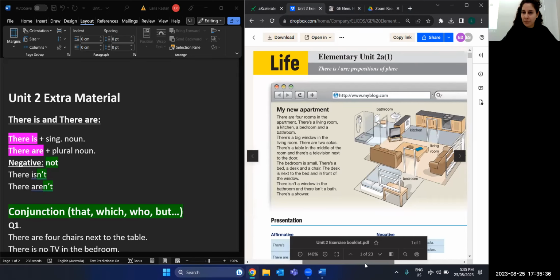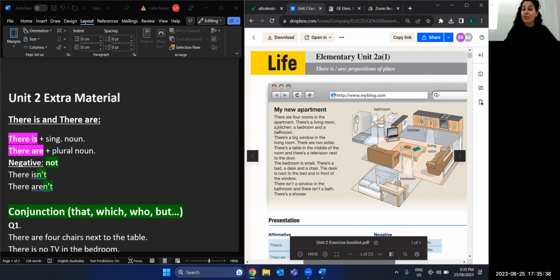Okay, my new apartment. So there are 4 rooms in the apartment. There's a living room, a kitchen, a bedroom, and a bathroom. There's a big window in the living room. There are 2 sofas. There's a table in the middle of the room, and there's a television next to the door. The bedroom is small. There's a bed, a desk, and a chair. The desk is next to the bed and in front of the window. There isn't a window in the bathroom, and there isn't a bath.